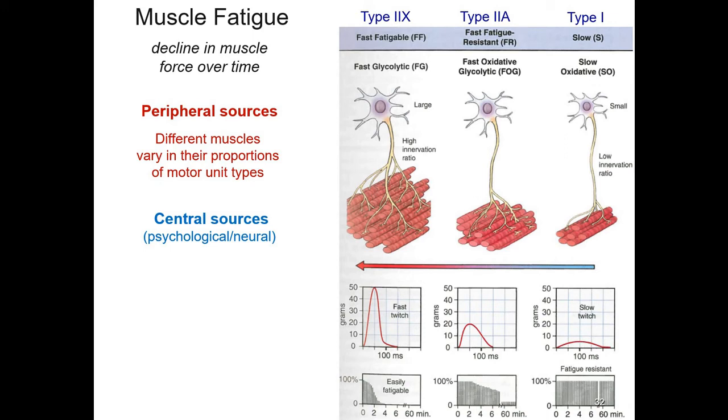Potential sources of central fatigue include changes in motor cortex excitability and the influence of afferent inputs at the spinal level.